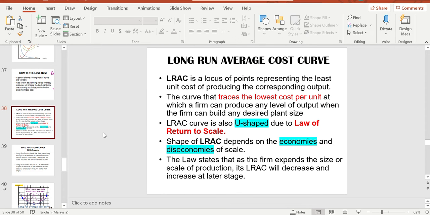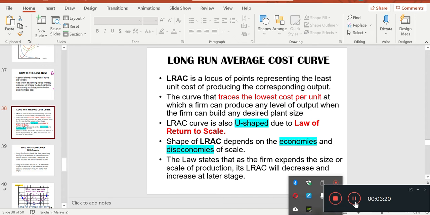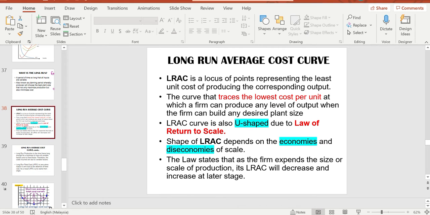Okay, shape of LRAC depends on the economies and diseconomies of scales. I will explain to you the meaning of economies and diseconomies of scale. Okay, so the law that will govern the long run cost adalah law of return to scale. So the shape of LRAC depends on the economies and diseconomies of scale. So economies of scale ni maksudnya advantages yang firm akan dapat sekiranya operate in long run, while diseconomies of scale ni adalah disadvantage yang dia akan dapat bila berada di long run lah.